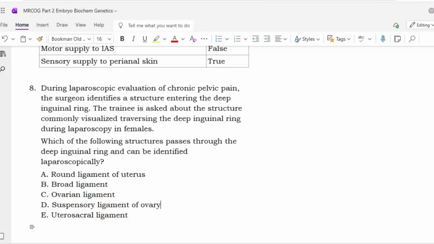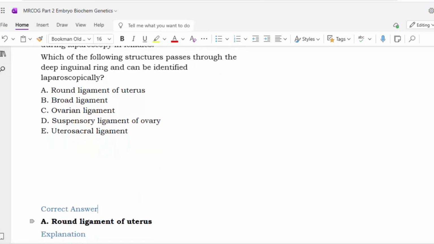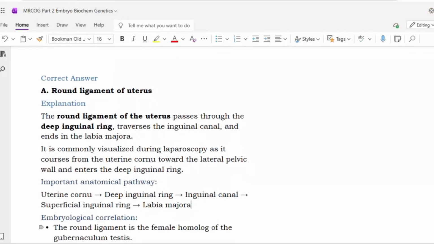Round ligament passes, broad ligament, ovarian ligament has no relation, suspensory ligament of the ovary, it has no relation. Uterosacral ligament. Sir, option A, round ligament of the uterus. Correct. Round ligament of the uterus passes through the deep inguinal ring, traverses the inguinal canal, and ends in the labia majora. It is commonly visualized during laparoscopy as it courses from the uterine cornua upwards towards the lateral pelvic wall and enters the deep inguinal ring.